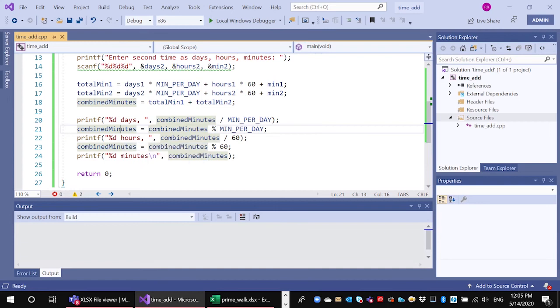So the hours is the combined minutes divided by 60, because there's 60 minutes in an hour, and that tells us how many hours we have. Then I have to figure out how many minutes are left over. Well, I do combined minutes mod 60, and that becomes the combined minutes, and that's how many minutes are left over. And then I print out the minutes are however combined minutes are left over.